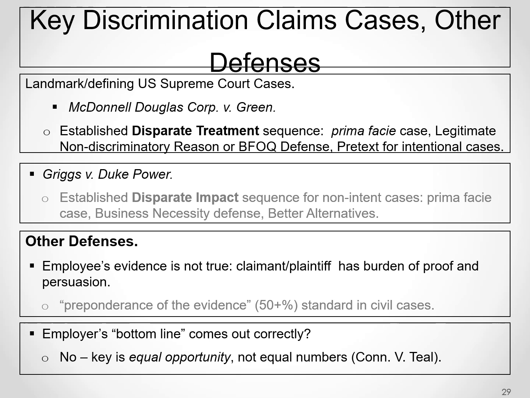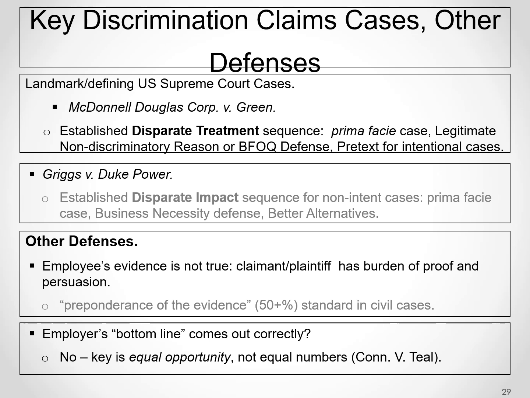So here are some landmark cases in defining discrimination cases in the Supreme Court. They're in your textbooks. I'm not going to go over them right now, but also it's important to realize that there's other defenses an employer might make, that the employee's evidence wasn't true. The claim that they're making, they have the burden of proof and persuasion. So just like in other civil cases, it's that preponderance of evidence standard. So think of the seesaw. It's got to be more likely than not.